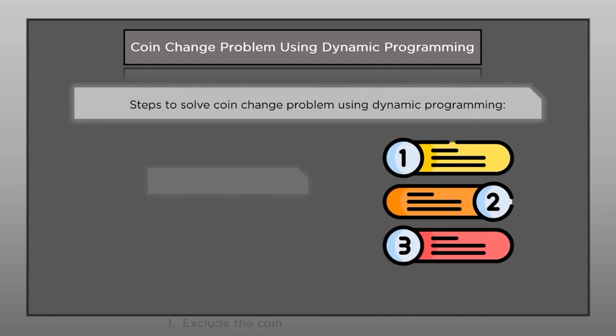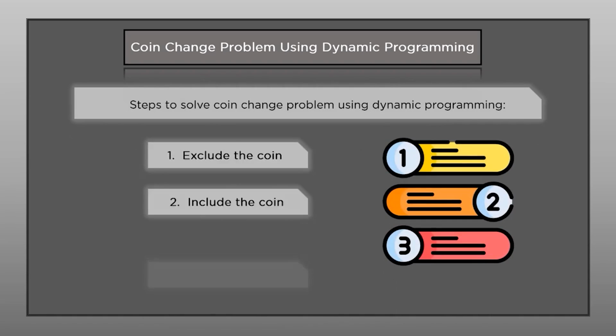Here are 3 simple steps of solving the coin change problem with dynamic programming. The first step is to exclude the coin, the second step is to include the coin, and the final step is to add the first and second steps.